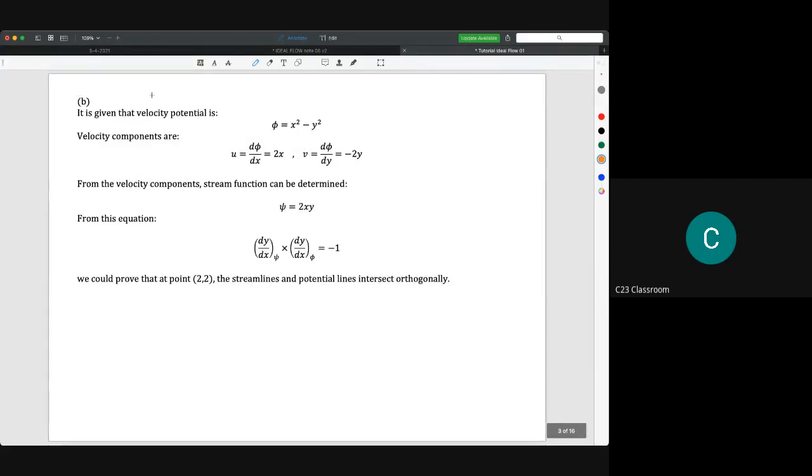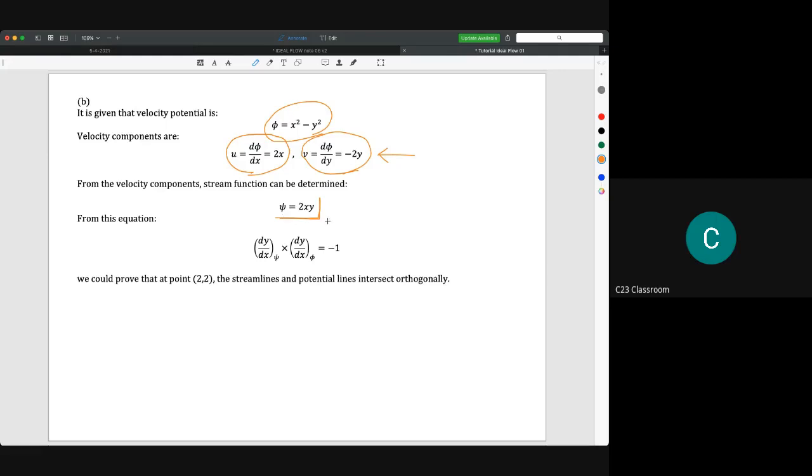And then let's say we have a potential function as shown, phi is equal to x squared minus y squared. Then we can derive the velocity components by using the Cauchy-Riemann equations. u is equal to dphi/dx, and we have 2x here. And v equals dphi/dy, which is equal to negative 2y. From here, I think you could refer to our previous tutorial. From the values of u and v, we can determine the value of psi. So we get psi is 2xy.